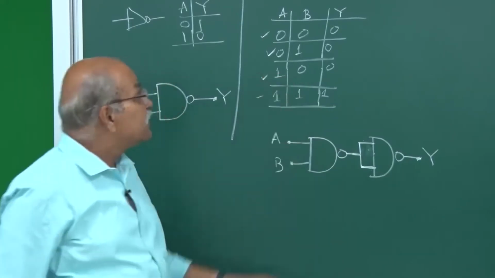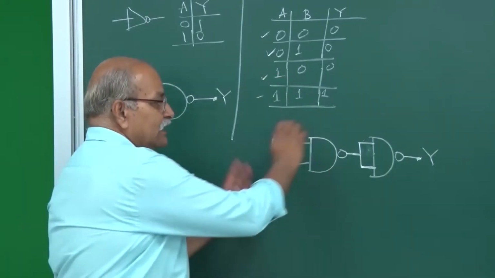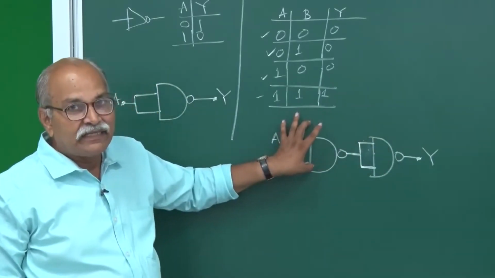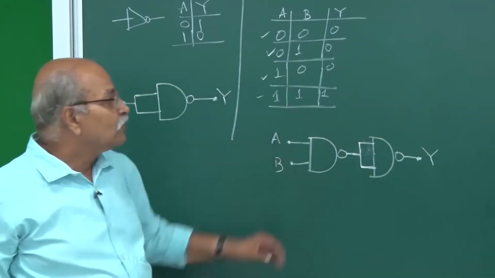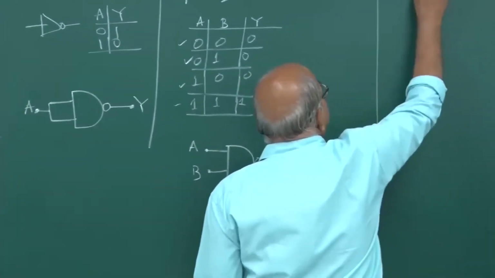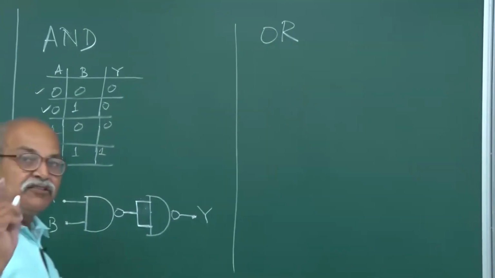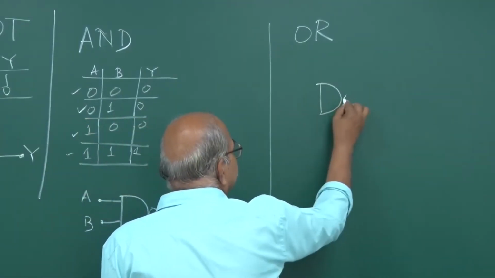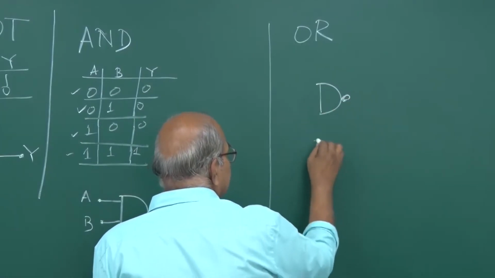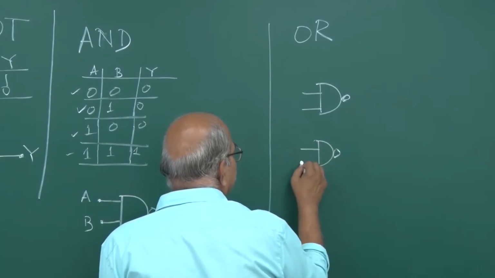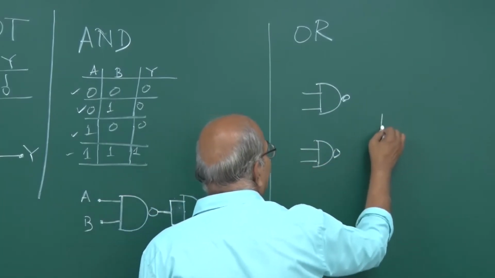Okay. So this is AND gate. This whole thing is AND gate. With 2 NAND gates, you can make AND gate. And then OR. Let us see how do I get OR gate. For this, I need 3 NAND gates. One is here, 1 is here, and 1 is here.